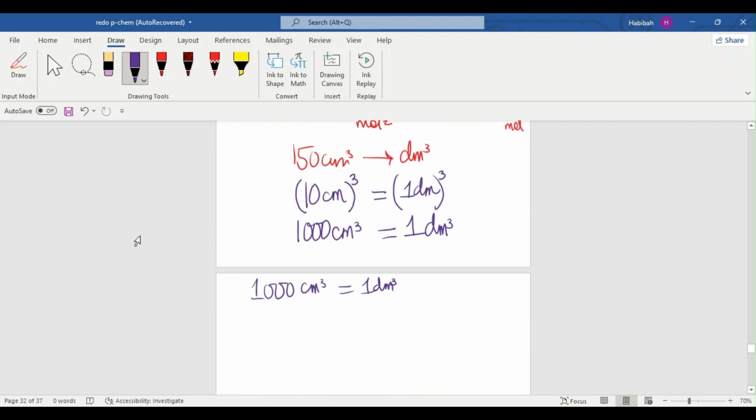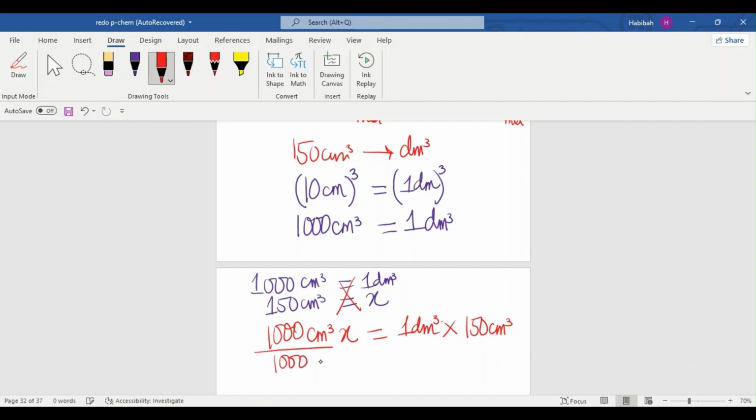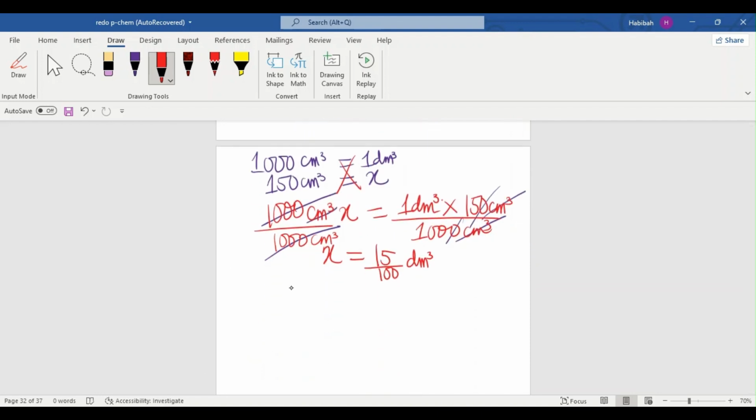Hence, for the given 150 centimeter cube, what would we get? Call it X. Let's cross multiply. You have 1000 centimeter cube times X is equal to 1 decimeter cube times 150 centimeter cube. So you divide both sides by 1000 centimeter cube. The centimeter cube cancels out, and you end up with X equals 150 divided by 1000 decimeter cube, which is the same thing as X equals 0.15 decimeter cube. Now, let's not forget X is just simply volume. So V is equal to 0.15 decimeter cube.